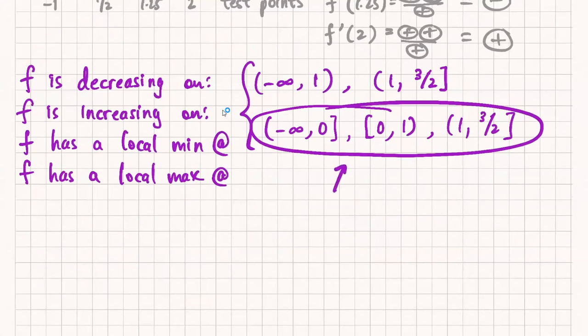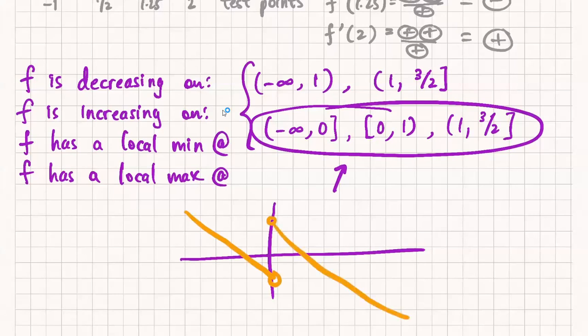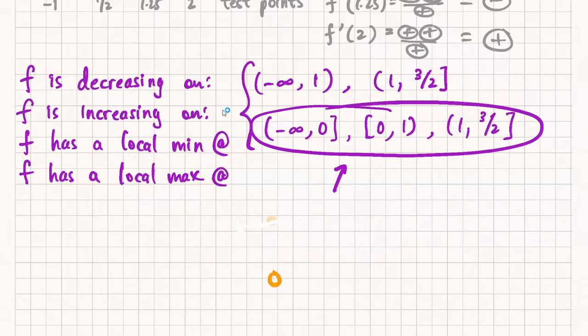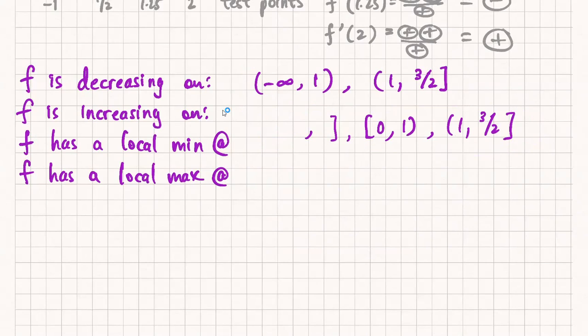This would be true if I had a function that looked like this, decreasing and then decreasing, maybe something like that. And I'd perhaps not combine them. But because the function's actually continuous, I need to combine them into one big interval.